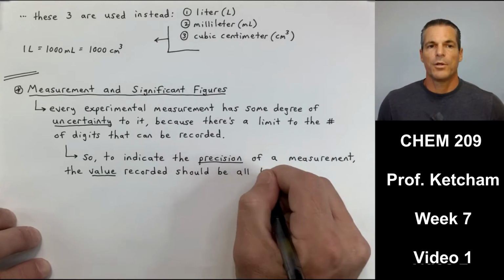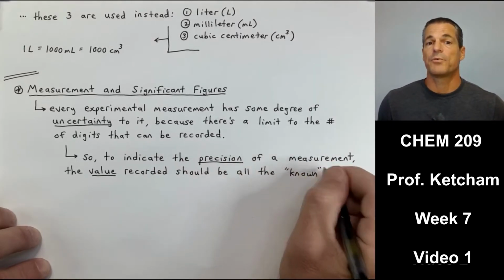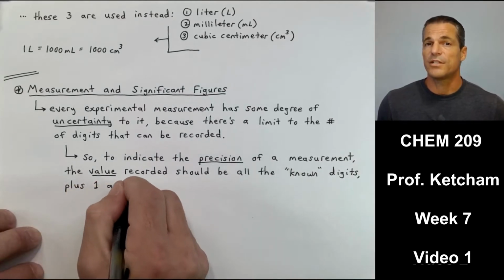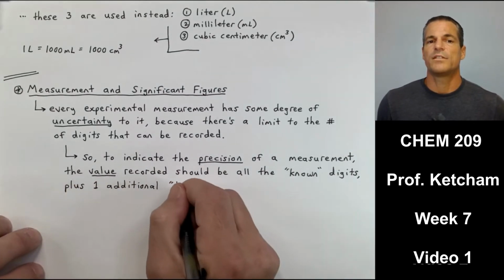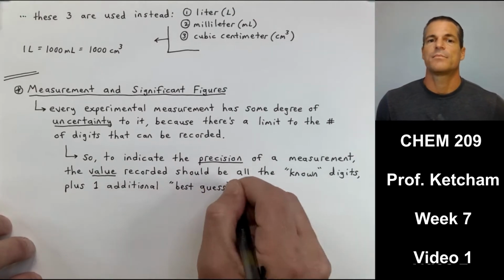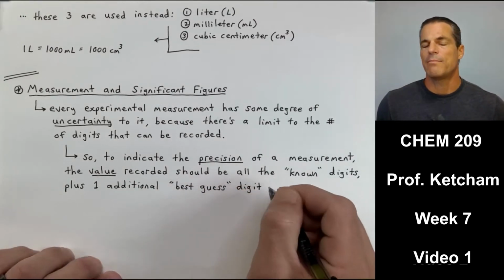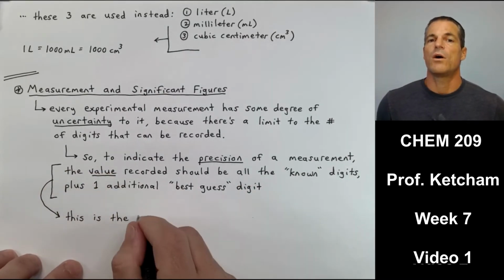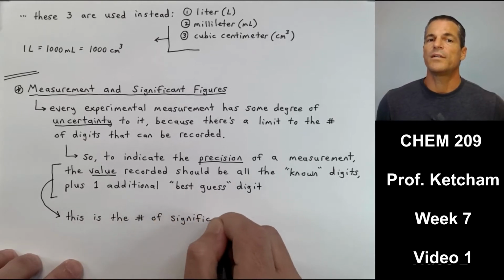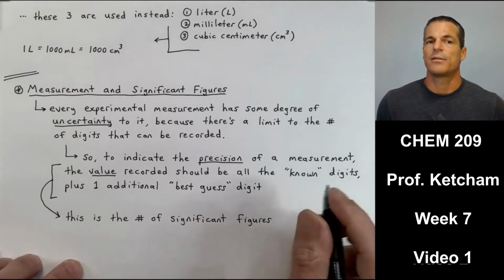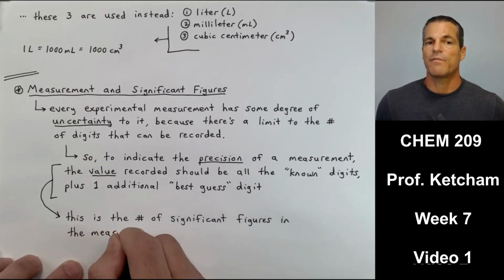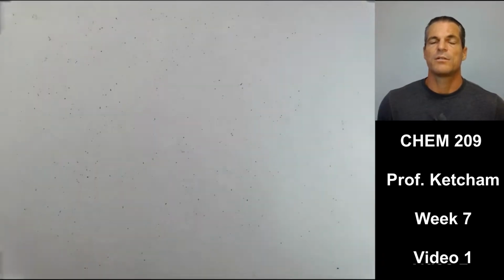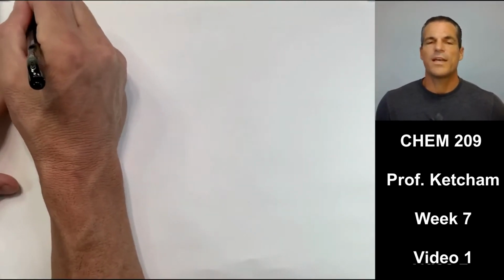So the bullet point here says, to indicate the precision of a measurement, the value recorded should be all the known digits plus one additional best guess digit. Now I'm going to elaborate on what I mean by this in just a second with some examples. But the value recorded should be all the known digits plus one additional best guess digit. And whatever that comes out to be, that is the number of significant figures in the calculation or in the measurement. All right, so what the heck does all that mean?